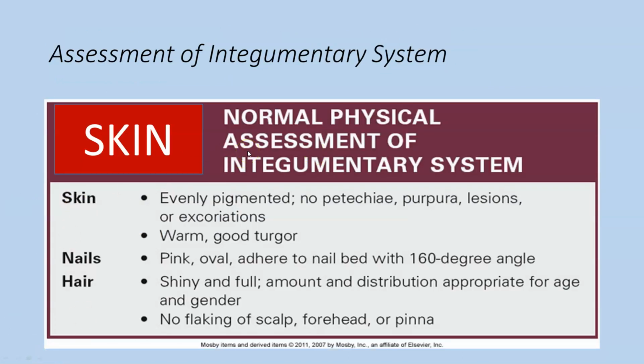So this is the easiest way that I could find to show you what the assessment of the integumentary system is, right? Looking at the skin, the nails, and the hair, we're making sure everything is normal, but it has to be normal for your baseline.